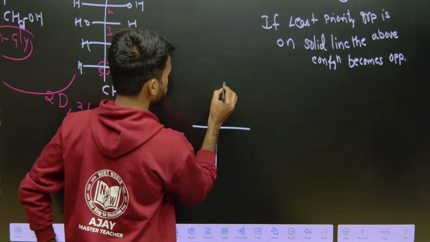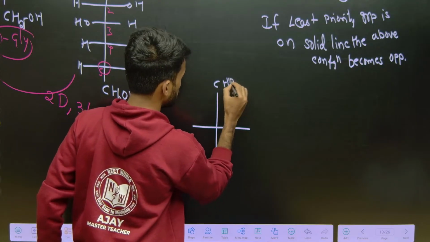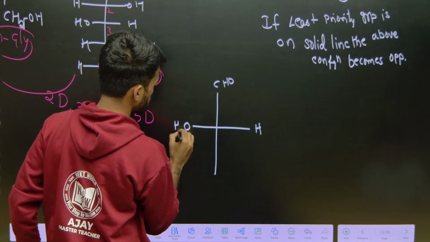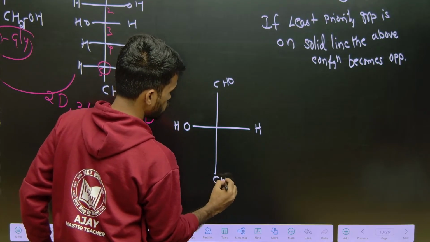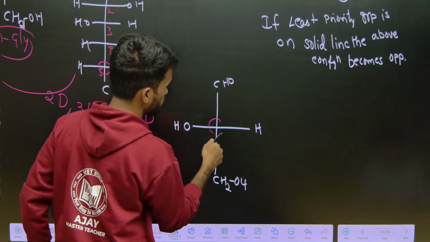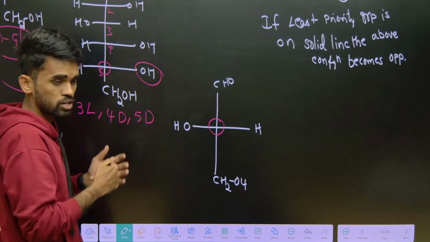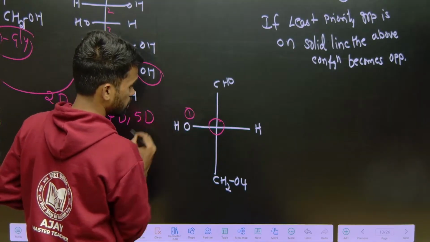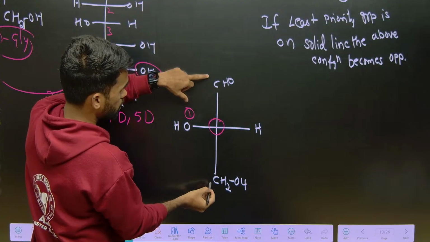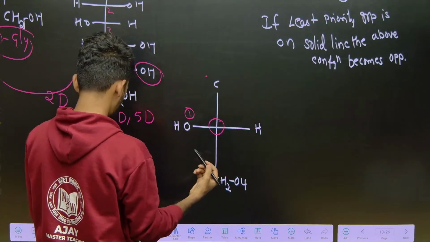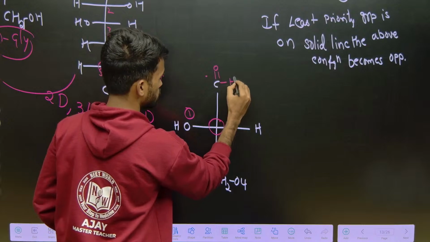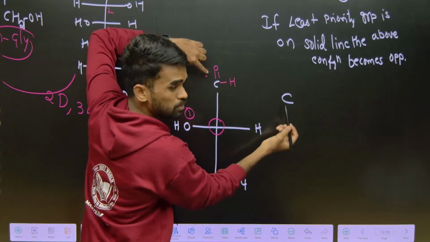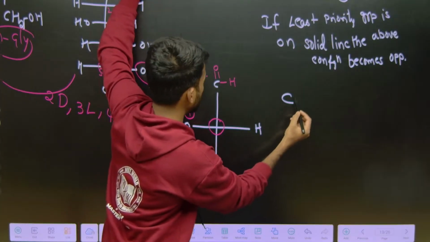See, I am writing CHO here, and here one hydrogen, and one OH and one CH2OH. Are 4 different groups there or not on this carbon? Yes. Assign priorities based on atomic number. OH is 1. After this, look at the carbons. This is C double bond O. This is single bond OH. So if there are multiple bonds, write it in this way.